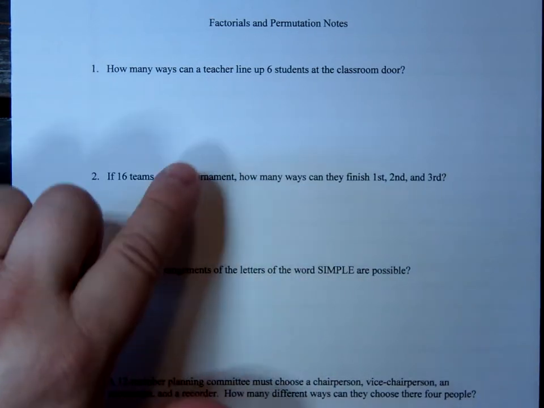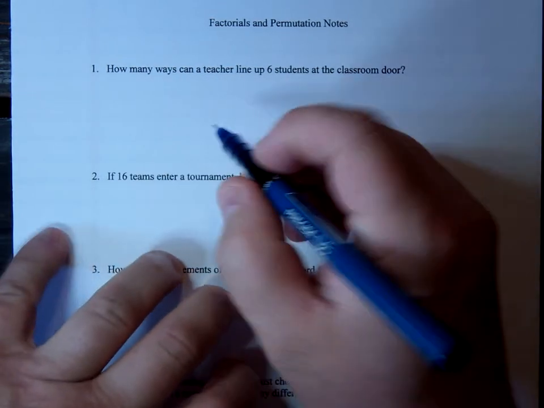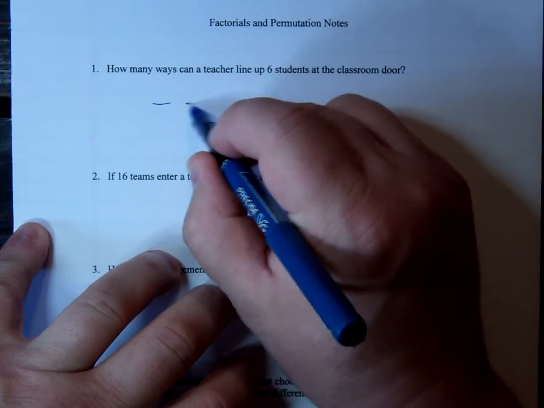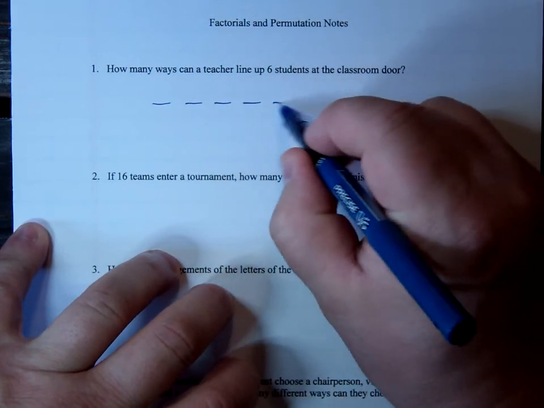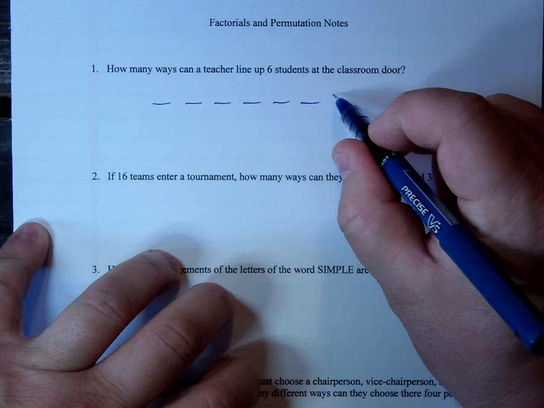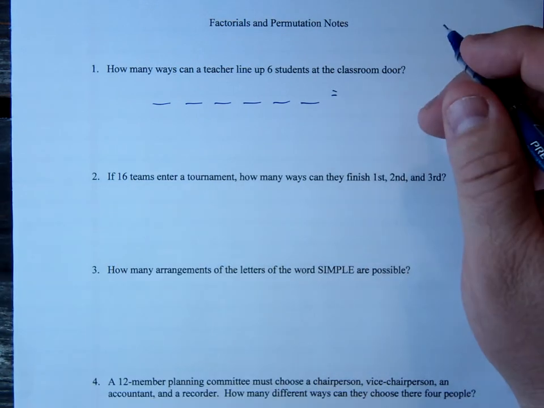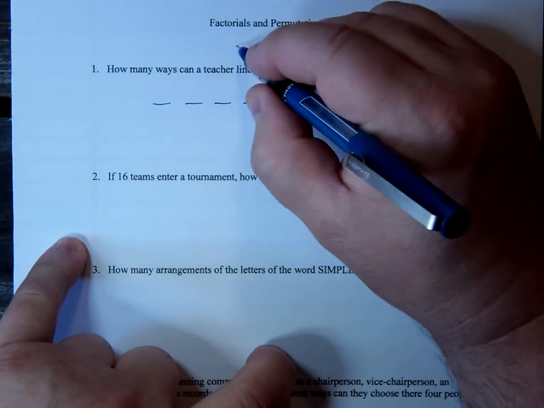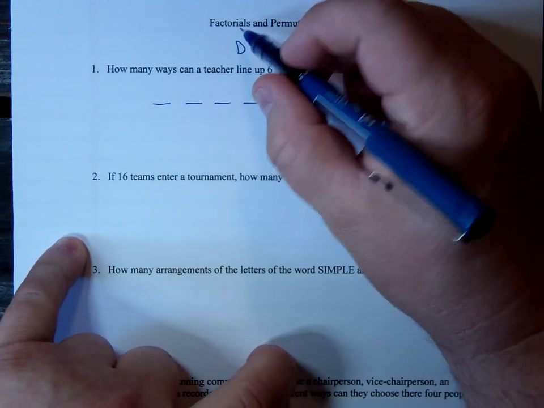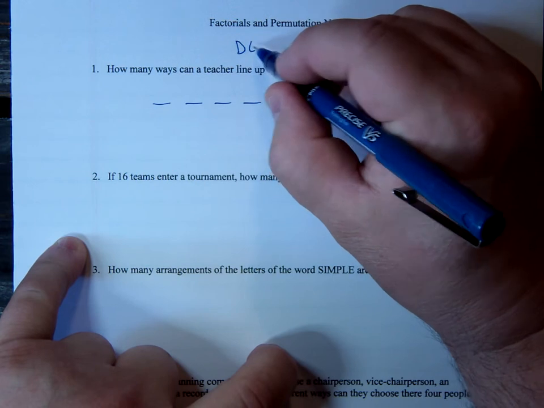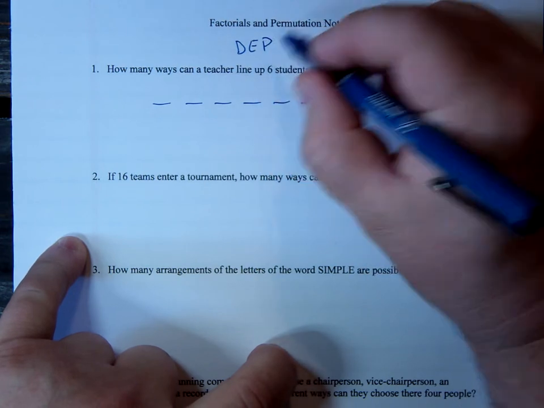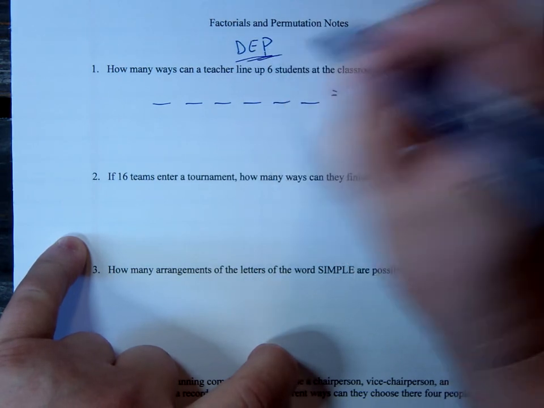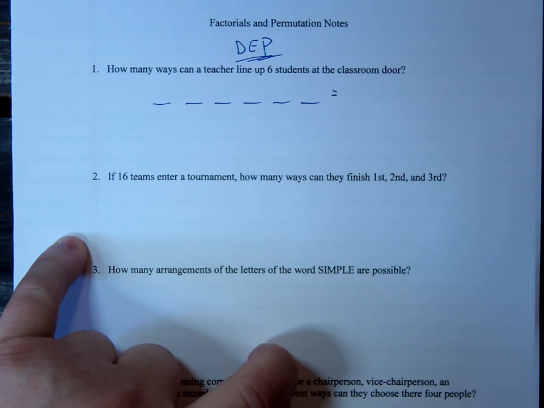How many ways can a teacher line up 6 students at a classroom door? So you could think of that as 1, 2, 3, 4, 5, 6 students, just like we did the fundamental counting principle. This is a dependent situation. It's really important that when you use factorials and permutations, they are for dependent situations. Make sure that the situation is dependent.